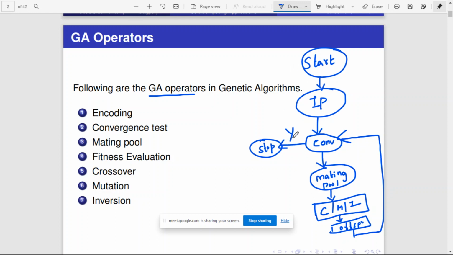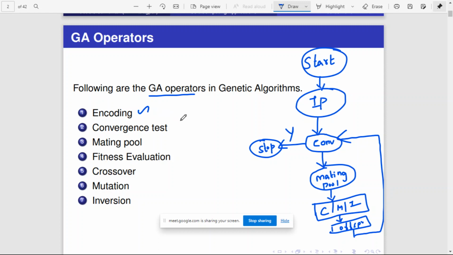Here there are many steps involved. In each block we perform some operation, so for everything we can give a name. Initially we are saying initial population is there, but how is this initial population created? In genetic algorithm, this initial population is created by an operation called encoding. Encoding is a technique which is used to create the initial population.